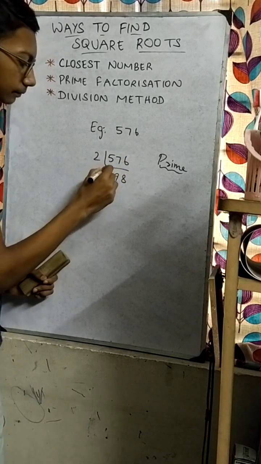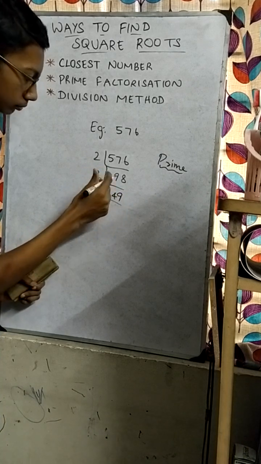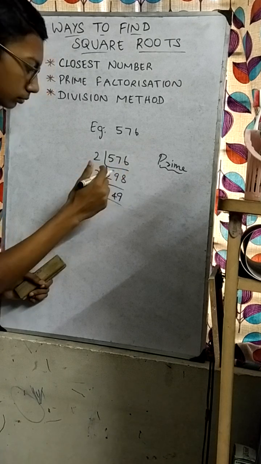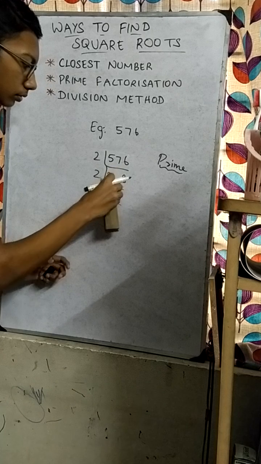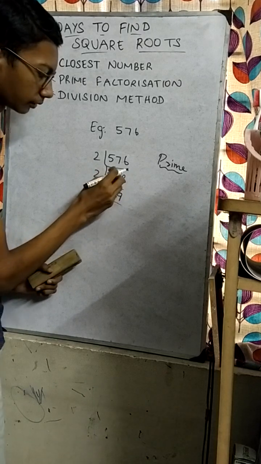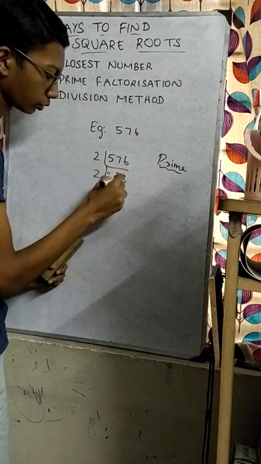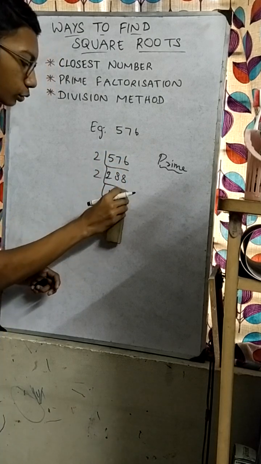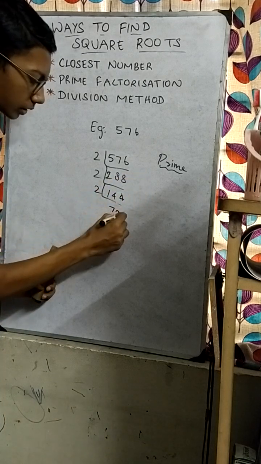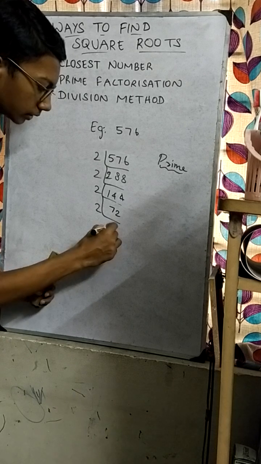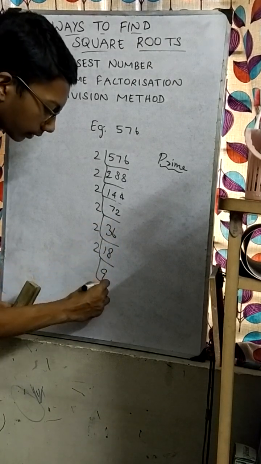Dividing 576 by 2 gives 288. Again divide by 2, 144. Again divide by 2, 72. Again divide by 2, 36. Again by 2, 18. Again by 2, 9, then 3, 3.